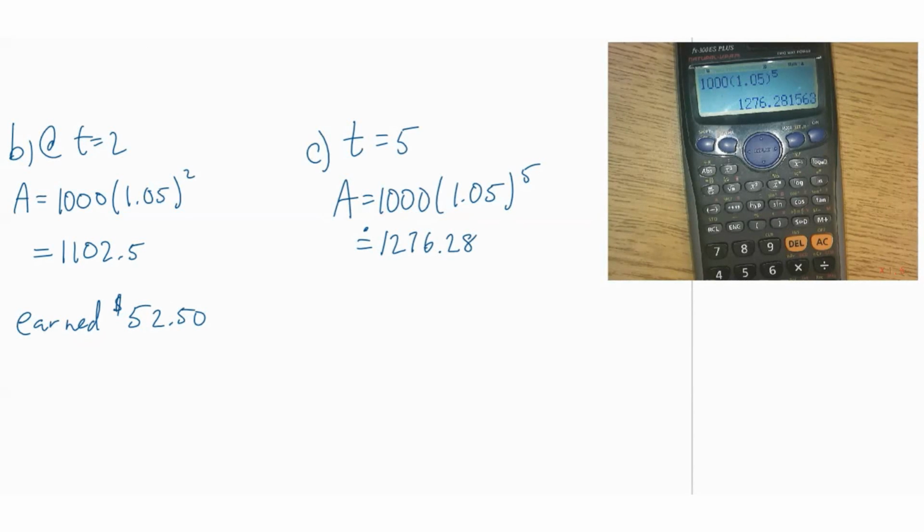0.28. Therefore, I have $1,276.28 after 5 years. We're not going to write therefore statements every single time, but that's what it would look like. Any questions? What do you think?